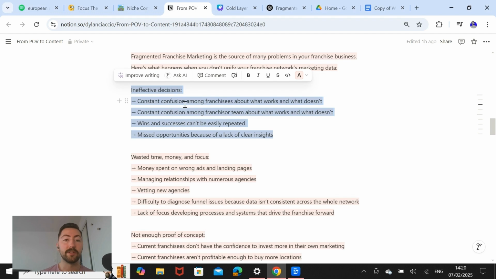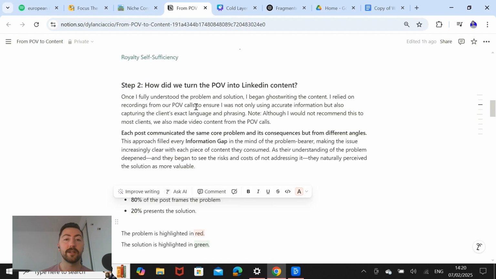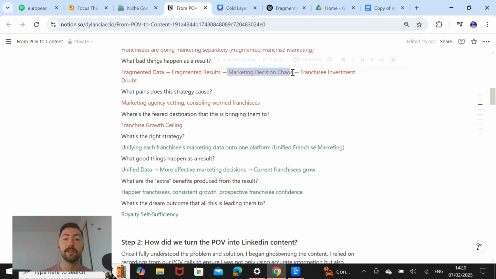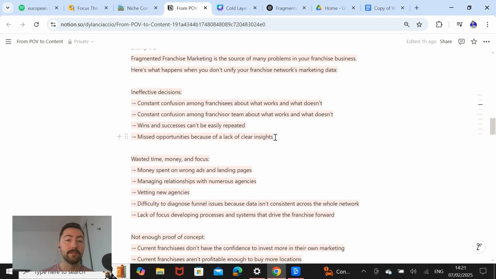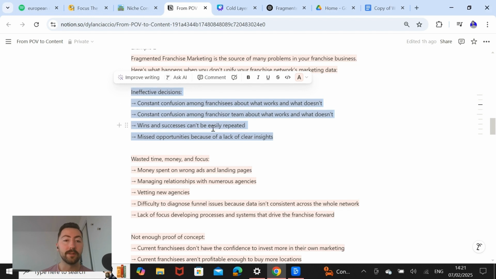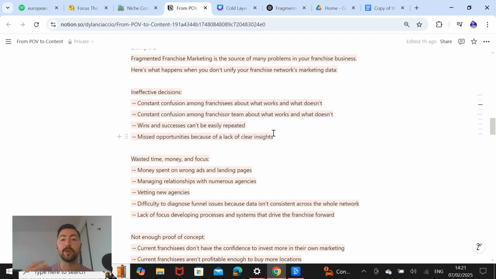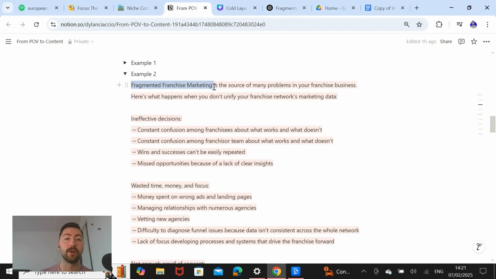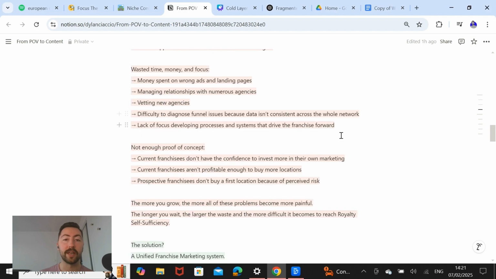So ineffective decisions. So going back to that marketing decision chaos here, I didn't use this word, but I'm still talking about it. The confusion, what works and what doesn't, wins and successes can't be easily repeated. So I'm just giving more detail and showing all the problems are actually linked to this one root cause, the wrong strategy. And I'm just doing that again and again. So I've hit the problem from a different angle, explained it in a different way.